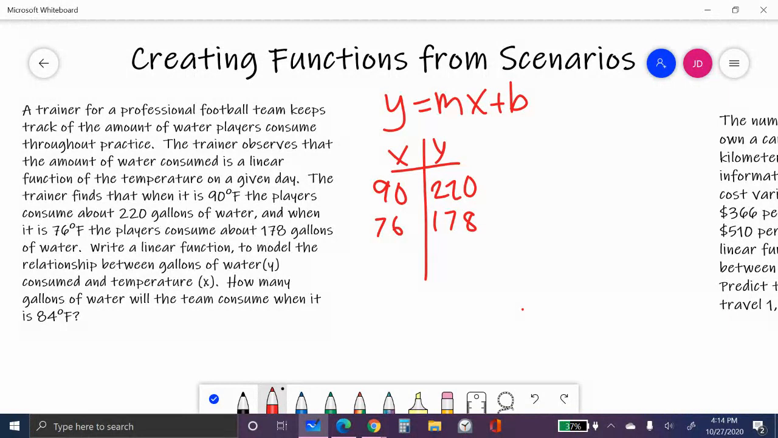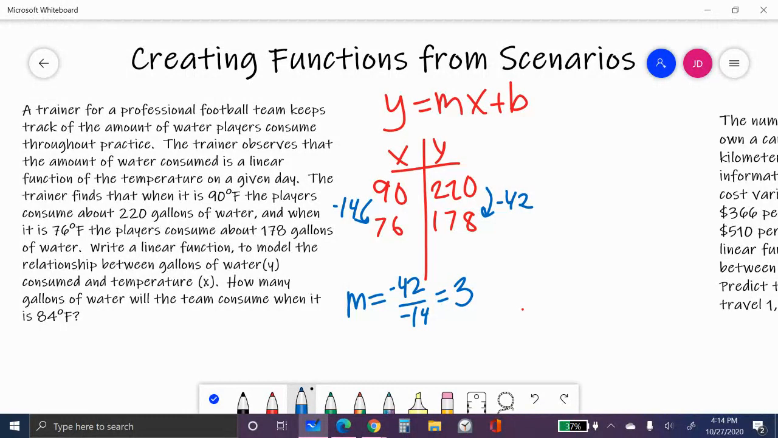All right, so we know it's linear. So to find the slope, we have to find the change in y over the change in x, right? The change in y values, 220 to 178, is negative 42. 90 to 76 goes down 14. So my slope is negative 42 over negative 14. And we divide those and we get positive 3. So that's my slope.